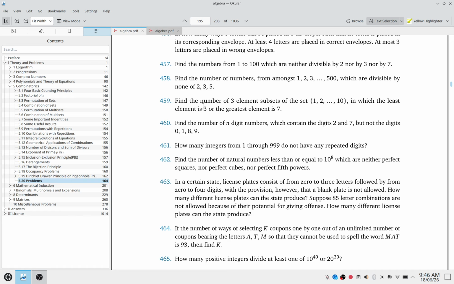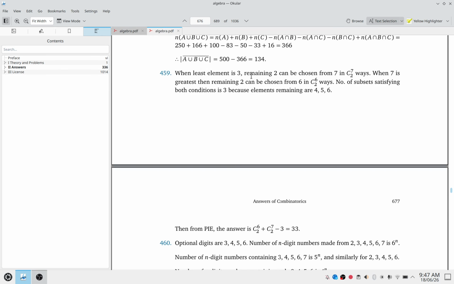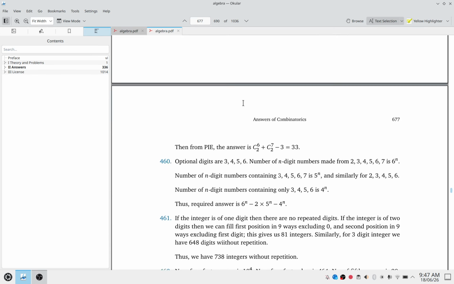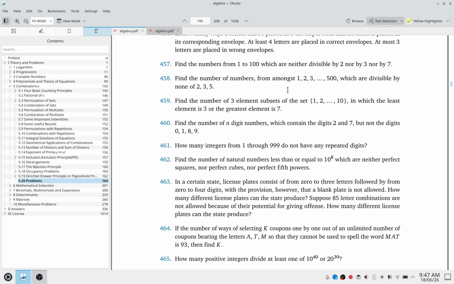Question 459 says that find the number of 3 element subsets of 1 through 10 in which least element is 3 and the greatest element is 7. So when the least element is 3, remaining 2 can be chosen from 7 in 7C2 ways. When 7 is greatest, remaining 2 can be chosen from 6 in 6C2 ways. Number of subsets satisfying both conditions is 3 because elements remaining are 4, 5, 6. Thus, from principle of inclusion exclusion, the answer is 6C2 plus 7C2 minus 3, that is 33.